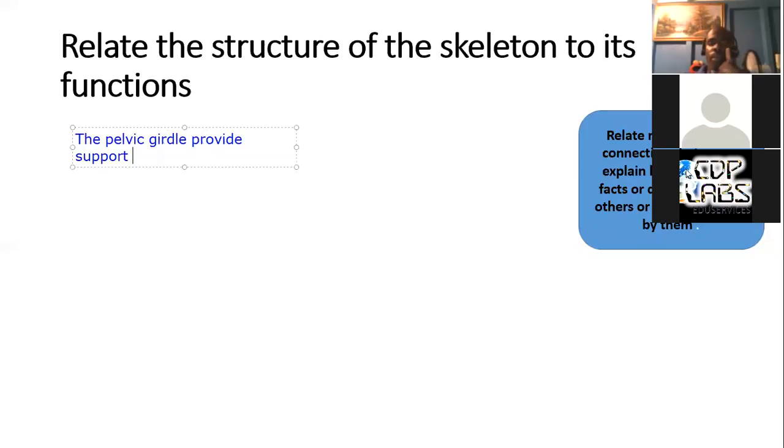But before you go further, hold on. So the pelvic girdle provides support, right? Yeah, it's on the vertebral column. Okay, it's on the vertebral column. All right. I like that. Well, hold on now. We're going further though.